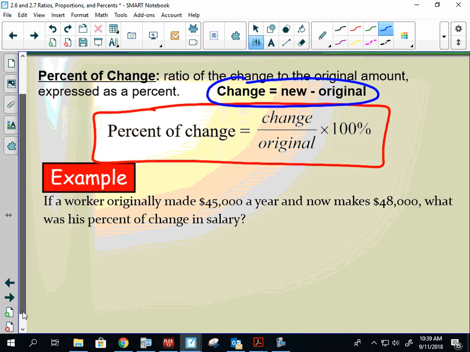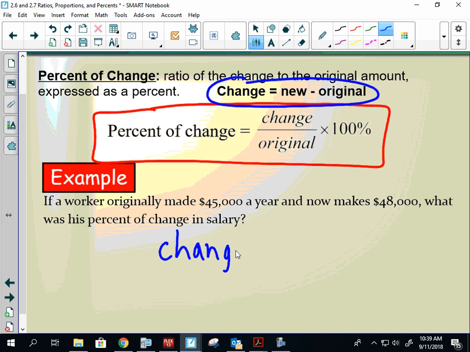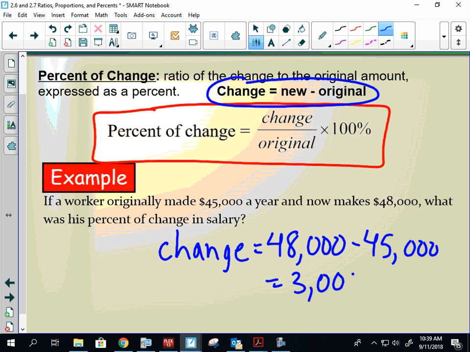Once you have that down, here's an example of a problem. If a worker originally made $45,000 a year and now makes $48,000 a year, what was his percent of change? Well, the first thing I need to do is calculate change. Change is 48,000, because that's the new, minus 45,000, which is the old. So 3,000 is the change.